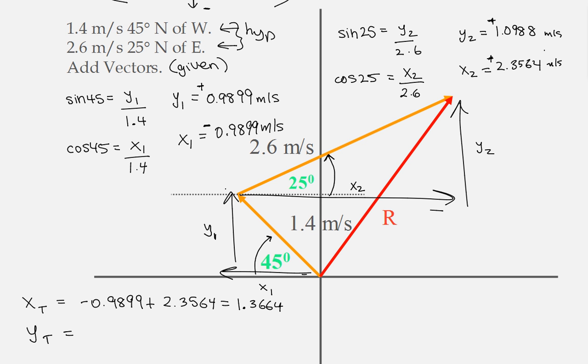Y total. These are both positive, so you're laughing. 0.9899 plus the 1.0988. I get like 2.088756 something.